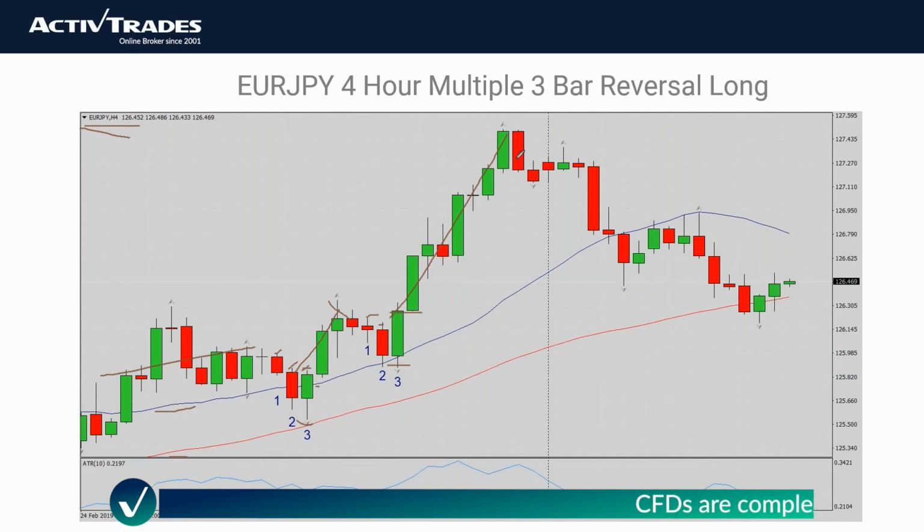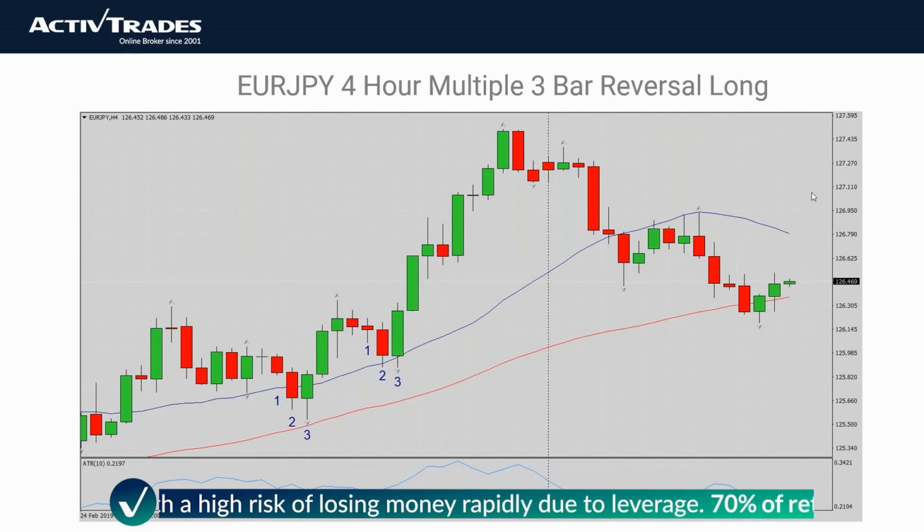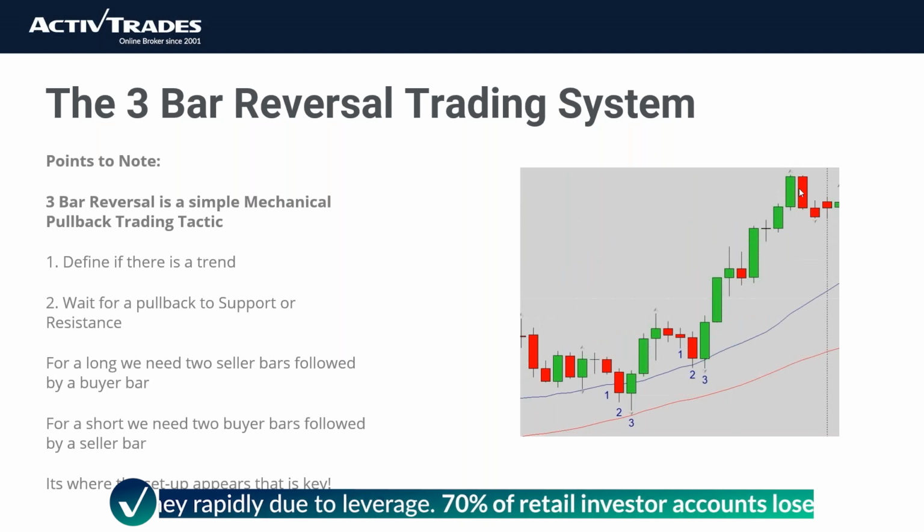Okay. So, as I said, markets don't trend as often as we'd like. But when they do, it's our job to effectively harvest as much as we possibly can out of those trends. And 3-bar reversals like this are a way that allows you to do that. Just a few points to note. Okay, so the 3-bar reversal is a simple mechanical pullback trading tactic.